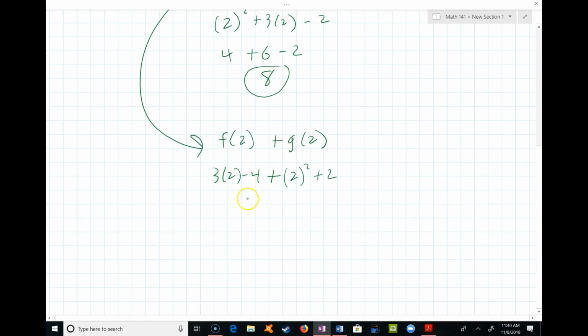And that would be 6 minus 4, which is 2. 4 plus 2 is 6. And sure enough, I get 8 again. Get the same answer.